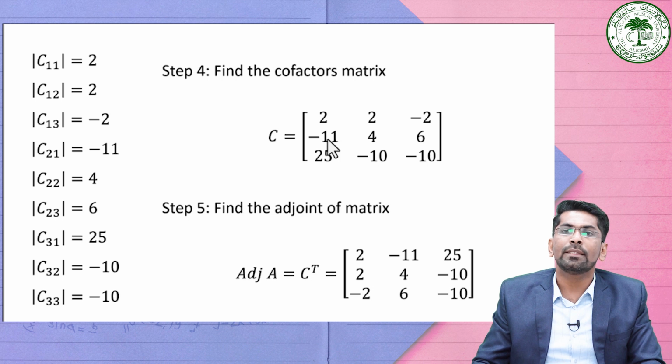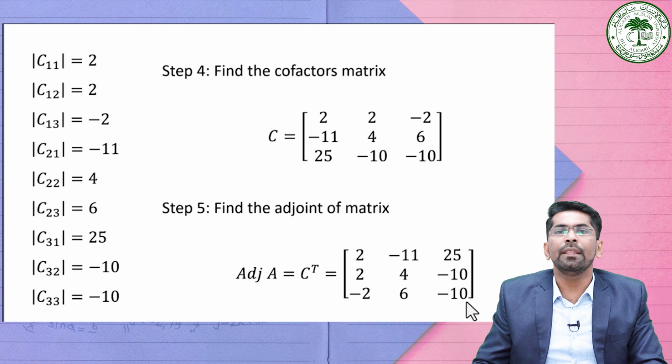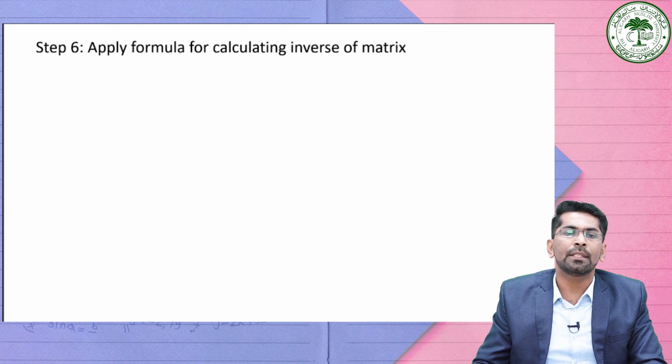Similarly, we are going to consider the second row, that is minus 11, 4, 6. It will become the second column. Now the third row, that is 25, minus 10, minus 10, will become the third column in the adjoint. So this is the adjoint of the given matrix. What is the adjoint? It is the transpose of the cofactor matrix. That's why we have written here C transpose, that is the transpose of the cofactor matrix, which is equal to the adjoint. So accordingly, the adjoint is here, that is 2, minus 11, 25, 2, 4, minus 10, minus 2, 6 and minus 10.